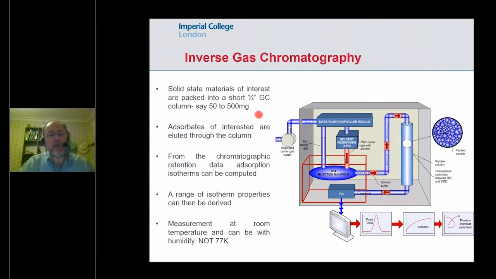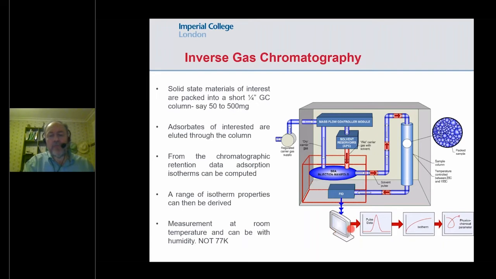So essentially, we're going to pass various sorts of adsorbates through the column here. We have a flame ionization detector at the end, which is a standard detector that you'd find inside most gas chromatographs. And we're going to measure how long it takes for the solvent molecules we choose to elute through the column. And of course, as they pass through the column, these molecules will spend some of the time adsorbed on the surface of our powder. So essentially, we're going to be studying the adsorption of an organic molecule on the surface.